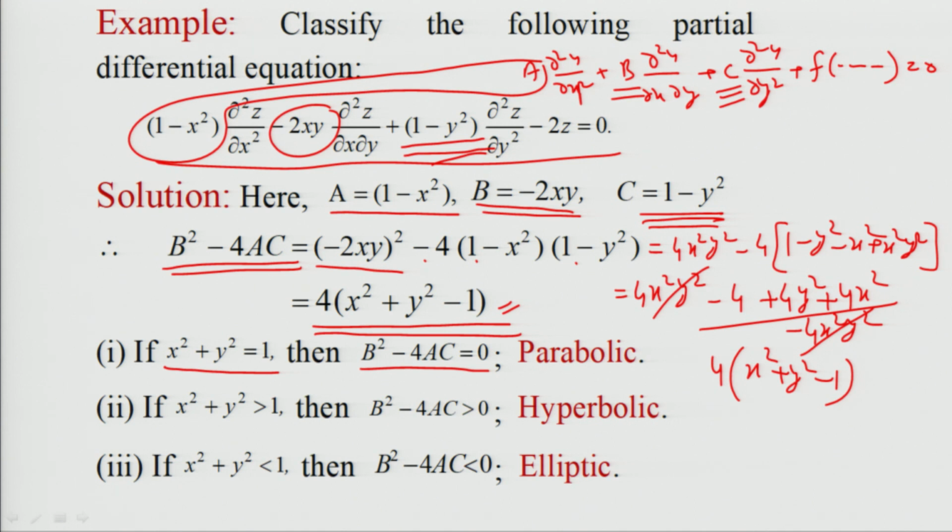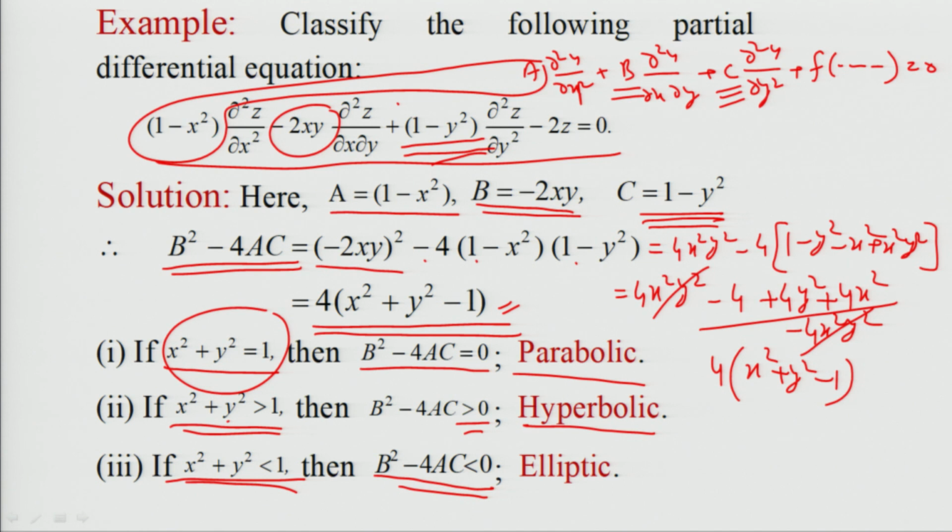So, with this condition, this differential equation represents parabolic. And if x square plus y square is greater than 1, then this value will be positive, so b square minus 4 a c will be positive. In such case, the differential equation will represent hyperbolic. And if x square plus y square is less than 1, then it is negative, and in this case this differential equation will be elliptic.